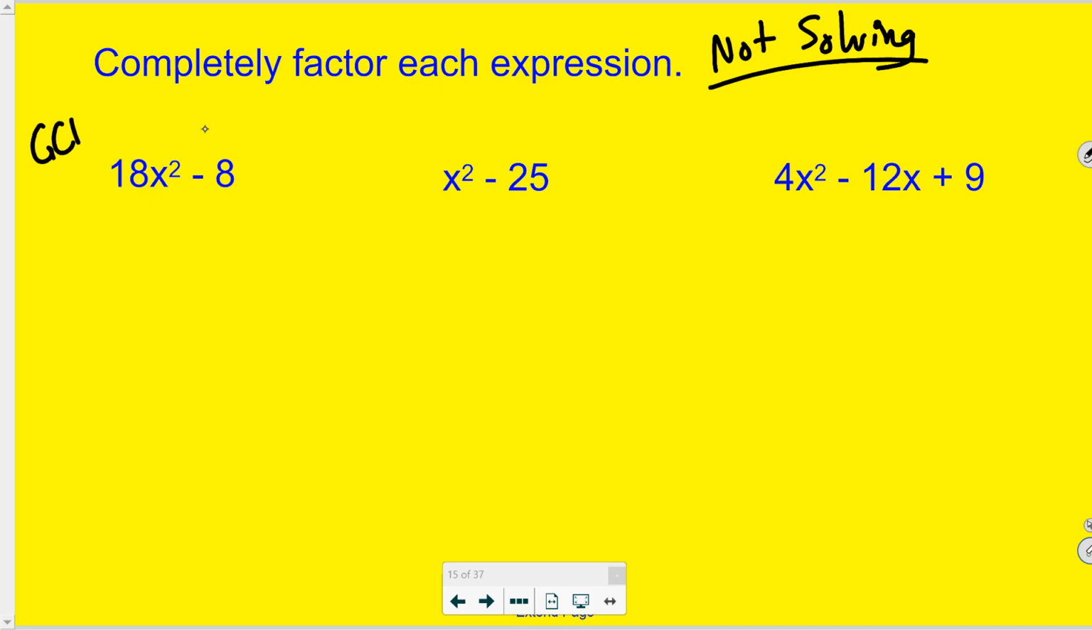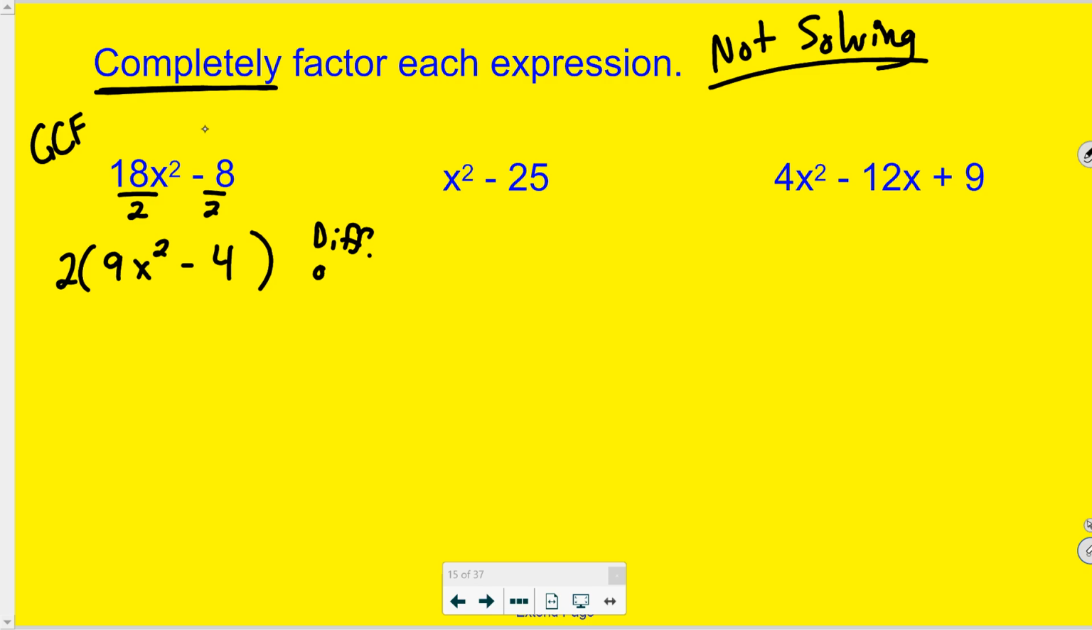So this is a GCF. There is a factor of 2 that goes into both of those. If I divide a 2 out of each, it gets me down to 9x squared minus 4. Now inside the parentheses, I still see a squared, so I should ask, is there another strategy I could use to simplify this? There is. This is now our difference of squares method, because 9 is a perfect square, 3 times 3, and 4 is a perfect square, 2 times 2.